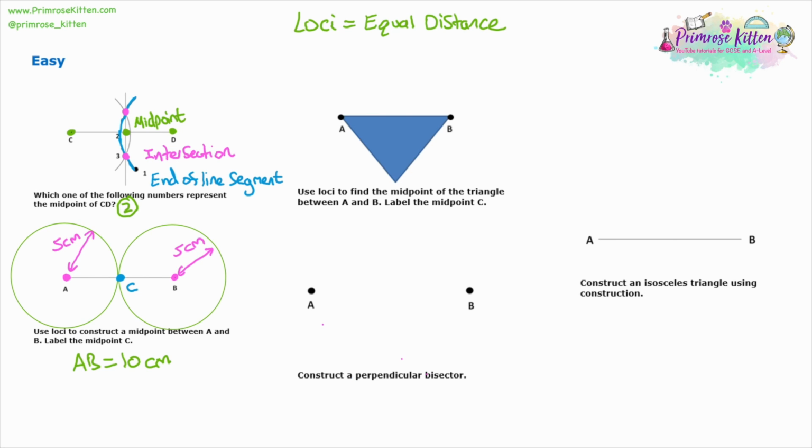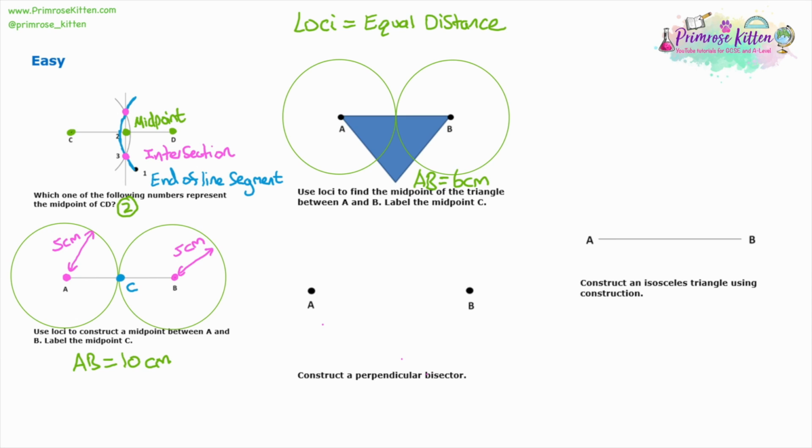Question 3 is the same thing. So we are going to measure how long AB is. So let's say this time AB is 6 centimeters. What that means is the circles that you draw, you're going to set your compass to 3 centimeters. So the metal point and the pencil point of the compass should be 3 centimeters apart. So let's draw those circles.